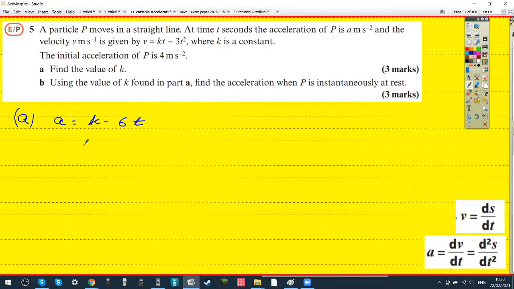And so is that 4 equals to k minus 6t? Correct. And what is t? Zero. And so k is 4. Yep.